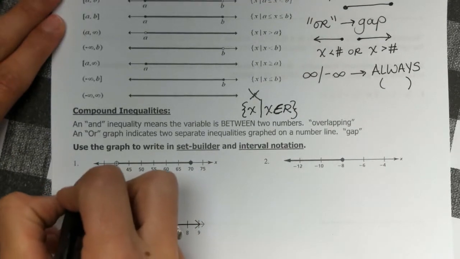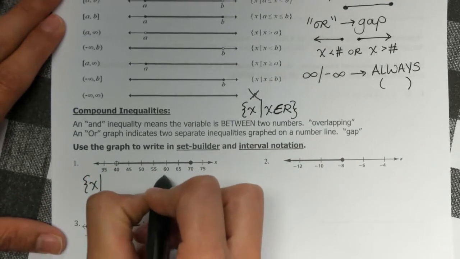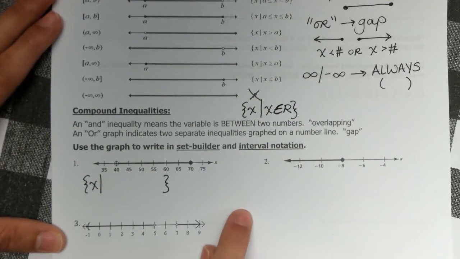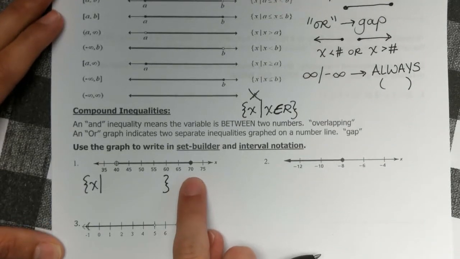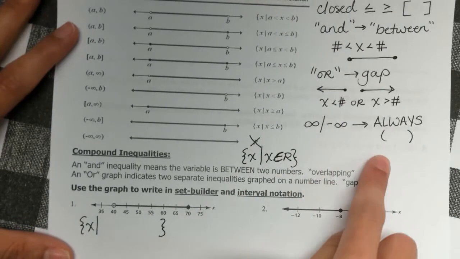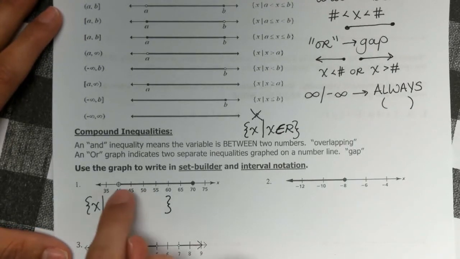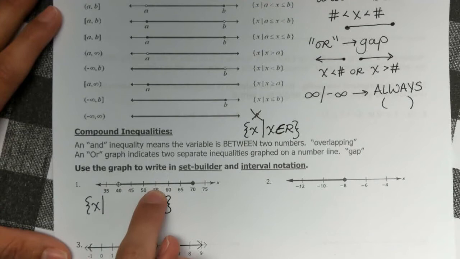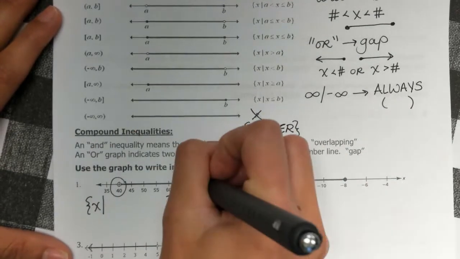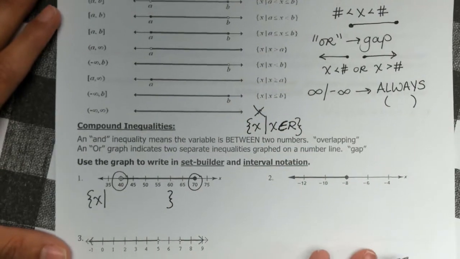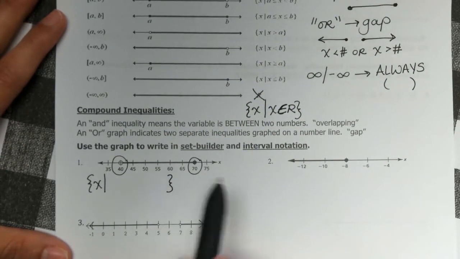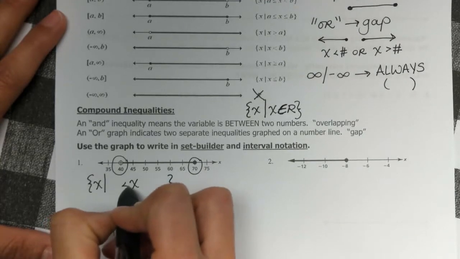So my set builder, I'm going to go ahead, set it up, okay? Looking at this and knowing the template that I just wrote over to the side, is that an and or an or inequality? It's an and. I've got overlapping. I'm shaded between my two endpoints. Okay? So that means my X is between what two numbers? 40 and 70.